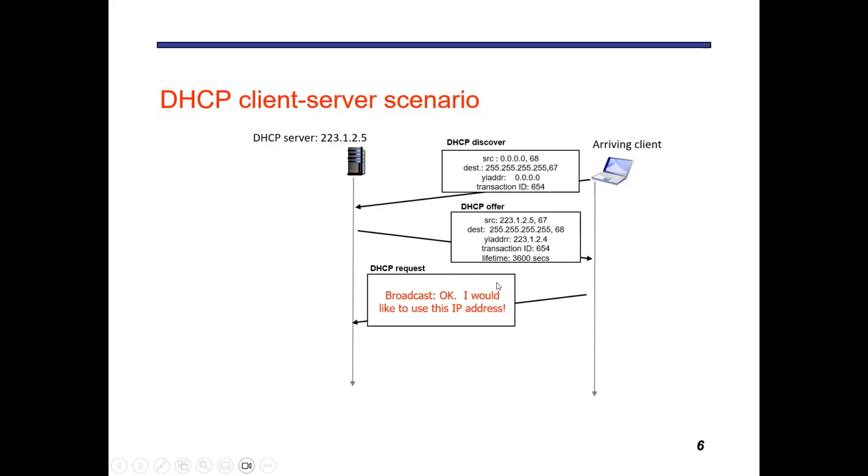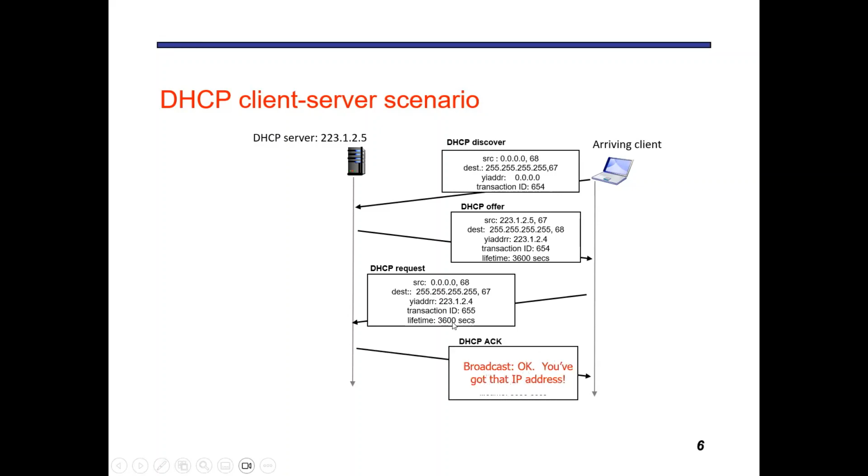The third message comes from the arriving client. It's a DHCP request. Again, it's a broadcast, and it will basically say that I would like to use this IP address. In this, you can see the source address, still it has not taken it until it receives a confirmation from the server. The destination is still a broadcast, and the IP address that was sent to it is 223.1.2.4, meaning it's telling the server that I want to take this IP. Now, this is a new transaction message, so it contains 655 as the transaction ID, and the lifetime is 36 seconds.